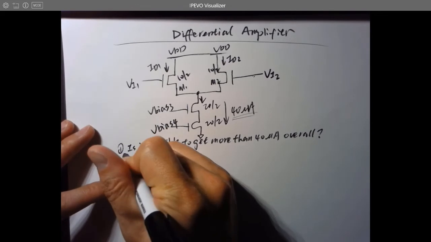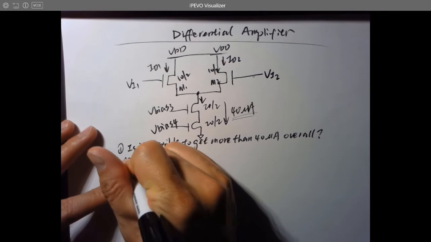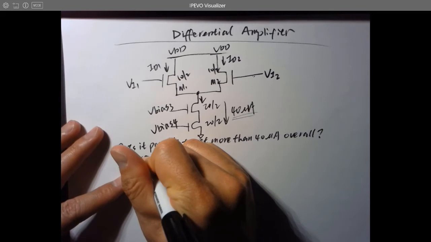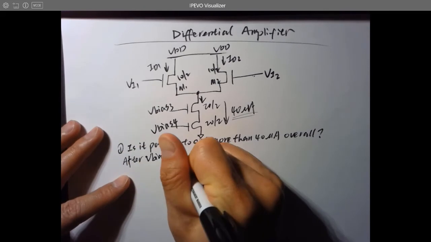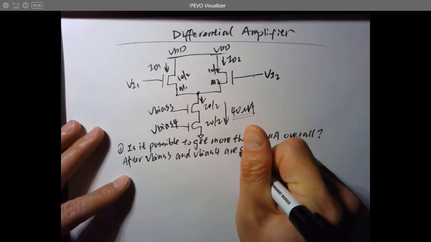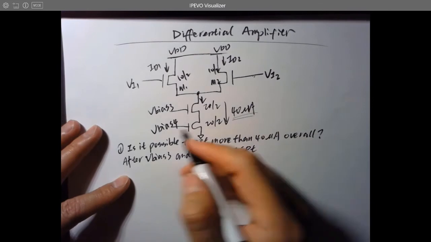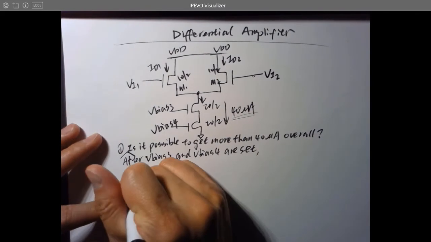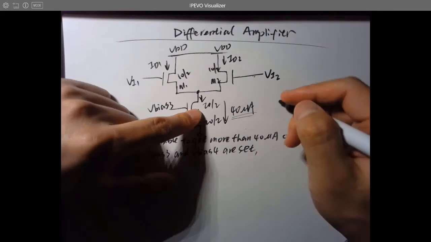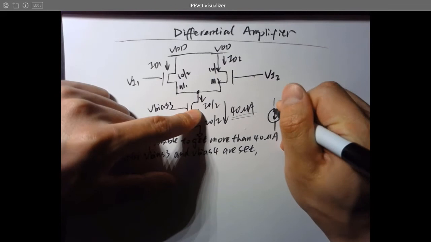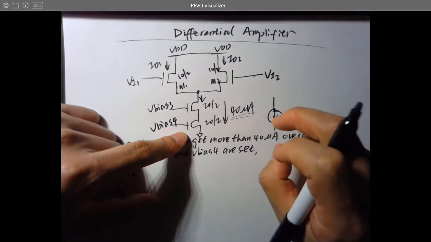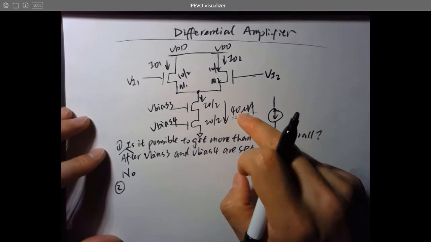Probably we need to add something in the front. So after V bias 3 and V bias 4 are set, the answer is no, right? Because how can I do that? This is a current source, right? You know that the current source will fix the current in this branch to be the exact value of the current source. You cannot change it. So it's going to be 40 microamps.